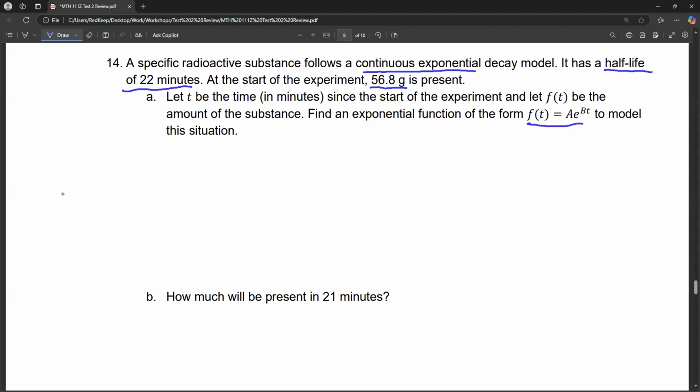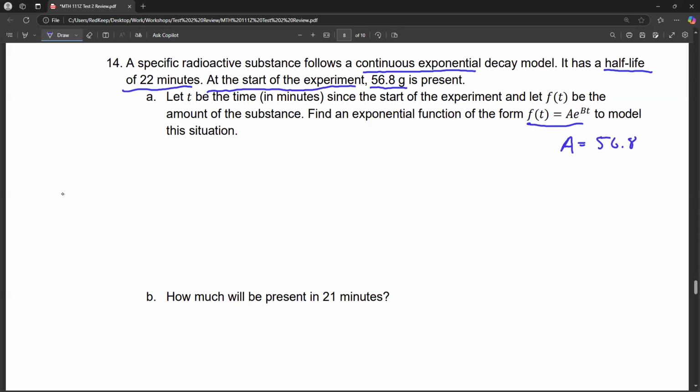If you recall, we've been talking about this a little bit. If you know your exponential functions well, you know that a is the initial value, or initial amount. They don't say this is the initial amount. They say at the start of the experiment, this is the amount that was present. So we have to draw the conclusion that that's the initial amount, and that's what a is equal to.